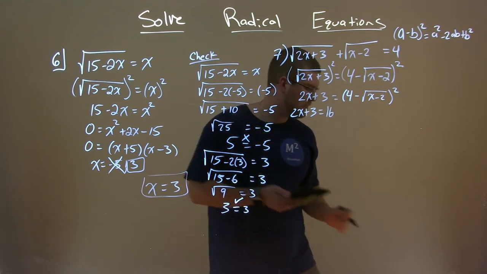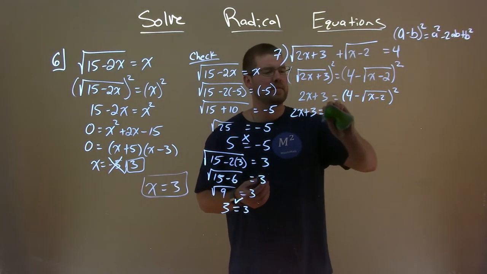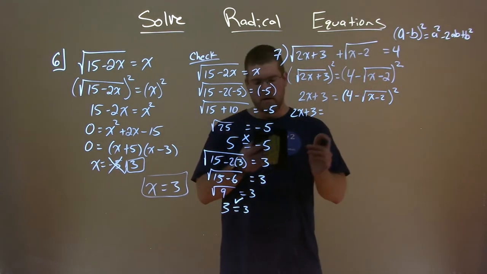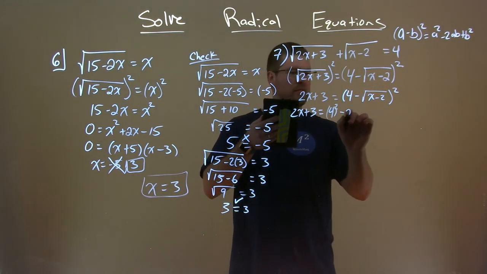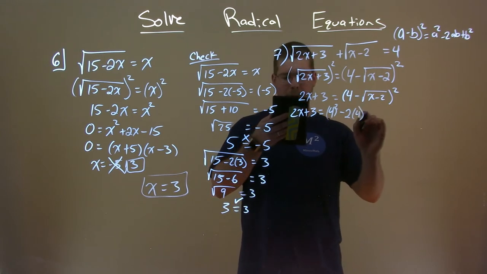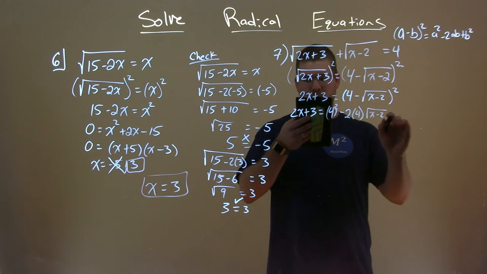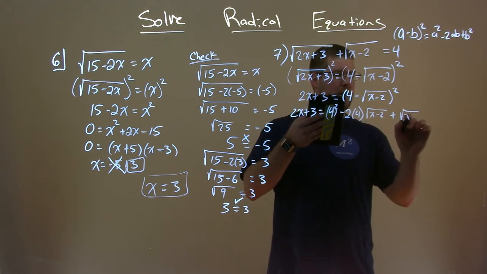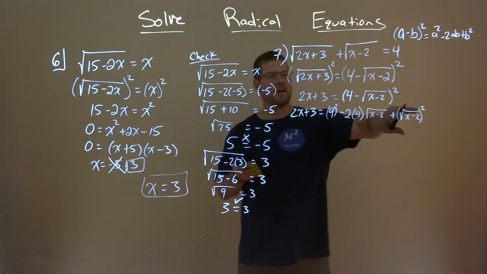Whoops, let's show the steps, Sean. I'm getting ahead of myself, I need to show my steps. You're here to watch, you're here to learn, so let's show our steps. 4 squared, a squared, minus 2a is 4, b is the square root of x minus 2, plus b squared, square root of x minus 2, squared. And this is kind of nice, because this is going to get rid of that radical there.